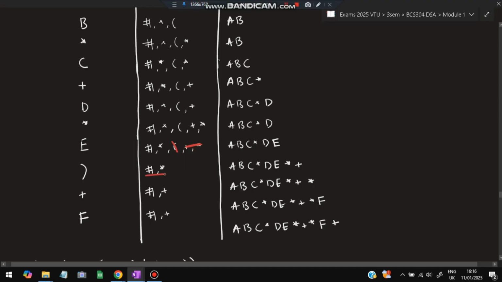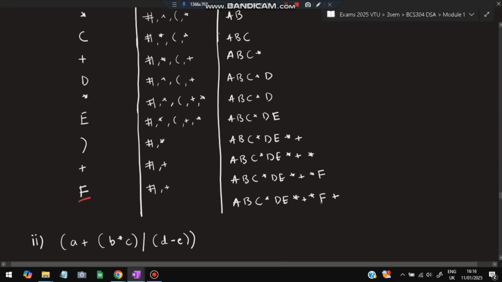Next we have star only, then plus came. So whenever plus comes, it will replace the star. Replaced means this will go here, and plus will be written in the star's place here. That is called replacement.